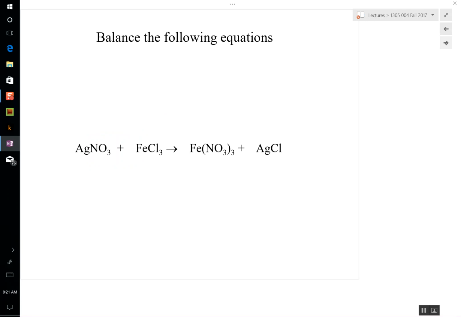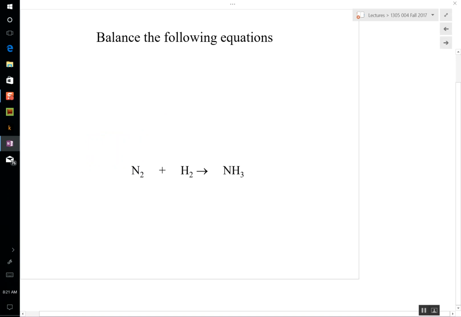Let me see here a second. Let me do this one first. This one I think is the top of your, let me have one of these. Everybody have one of these worksheets? They're right back here. Worksheet. This is the first one on the worksheet.